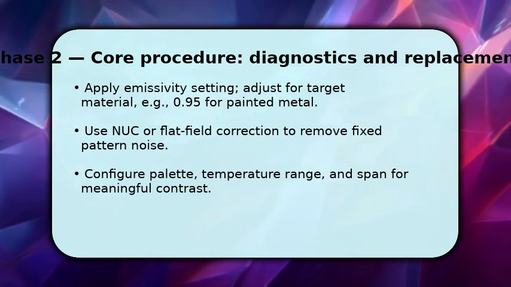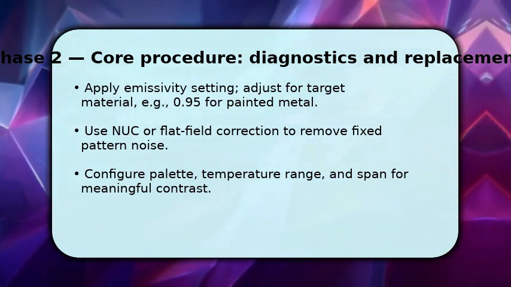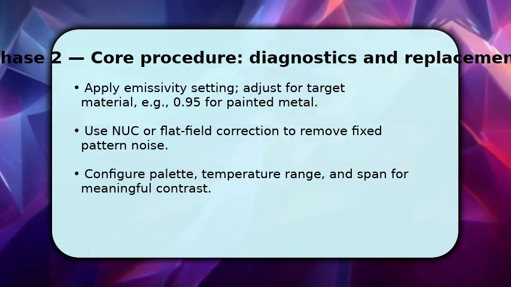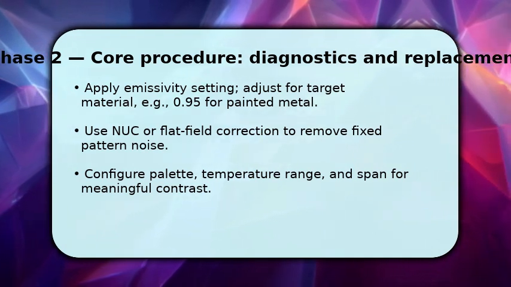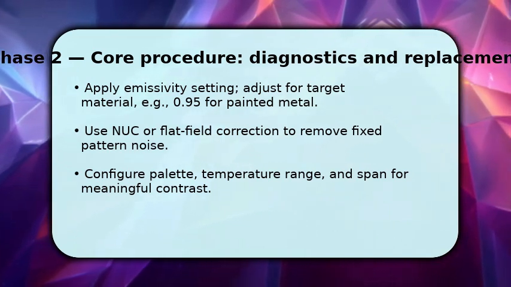First, set the emissivity for your target because material emissivity controls how radiance maps to temperature. Wrong values yield errors. Then run non-uniformity correction or NUC to minimize pixel-to-pixel bias. This step reduces fixed pattern noise and reveals true gradients.